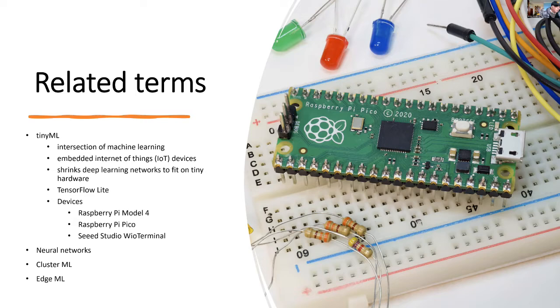We've got a Raspberry Pi Pico, and it's going to be loaded with a TensorFlow Lite model of machine learning. So the devices that I'm looking at are the Raspberry Pi, the Raspberry Pi Pico, and the Seeed Studio Wio Terminal. Some of the other related terms are neural networks, cluster machine learning, and edge machine learning. We'll talk about some of those later on.